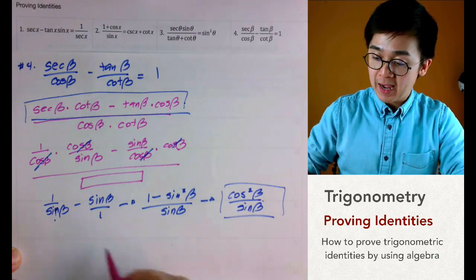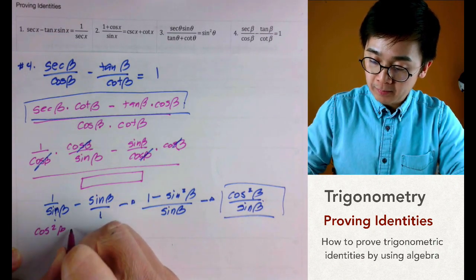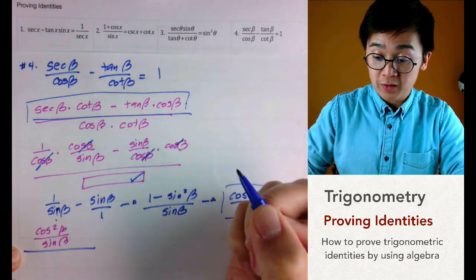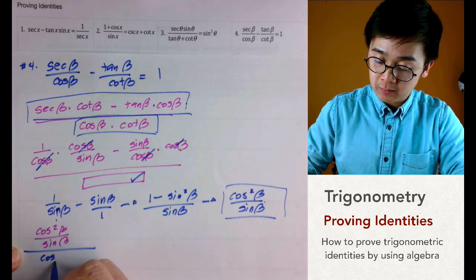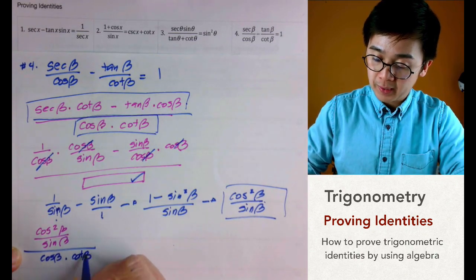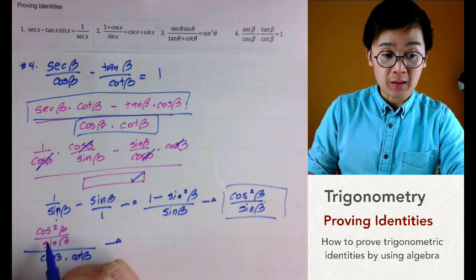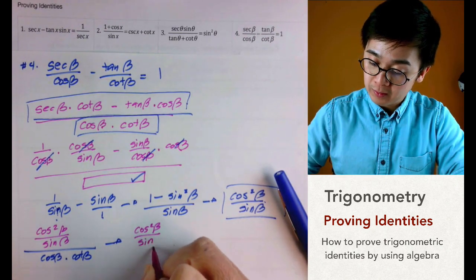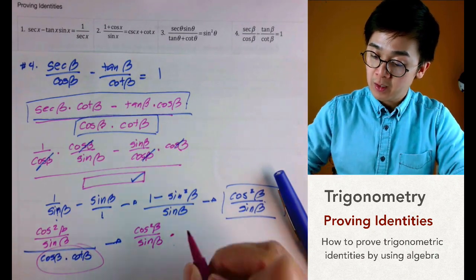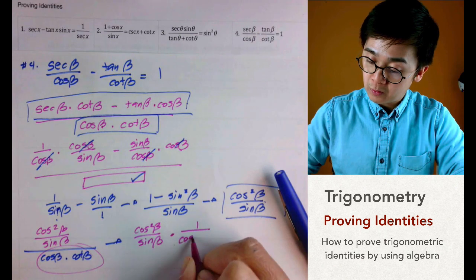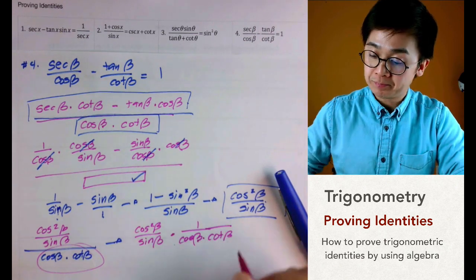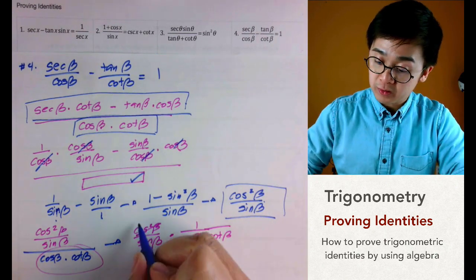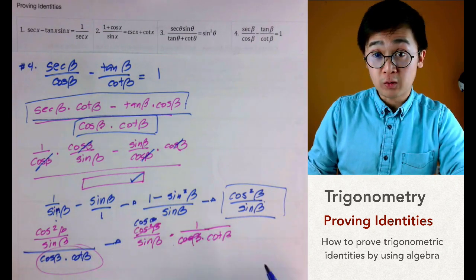So by rewriting it, I have cosine squared beta all over sine beta divided by whatever this is, which is cosine beta times cotangent beta. And by simplifying this, I'll copy the numerator, which is cosine squared beta all over sine beta, and multiply it with the reciprocal of this, which is 1 all over cosine beta cotangent beta. And at this point, I can cancel out the cosine, and I'm left with 1 cosine, and this is just 1 over cotangent.